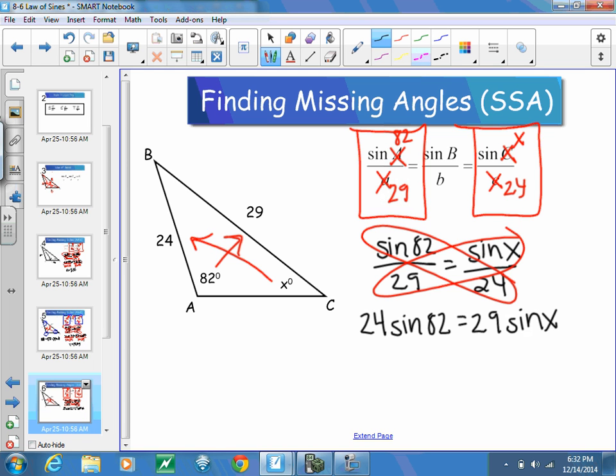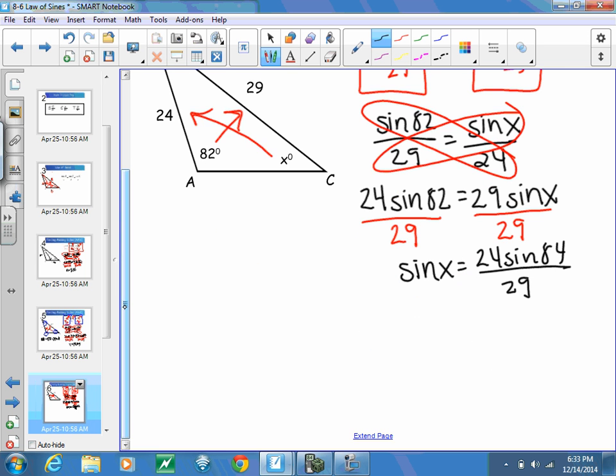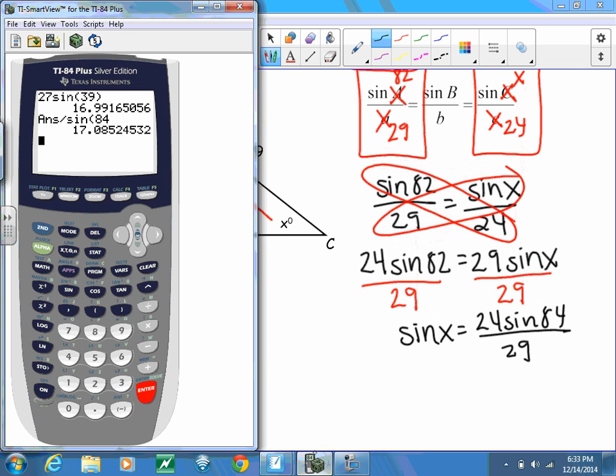Now, rather than solving for a side, we're solving for an angle. So what we need to do here is get the sine of x all by itself. So I'm going to divide both sides by 29. This is going to give me what the sine of x is equal to. So I'm going to end up multiplying 24 times the sine of 82 and dividing that by 29. So I'm going to go ahead and put that into our calculator. 24 times the sine of 82. Find that answer, divide that by 29, and here we get a decimal.